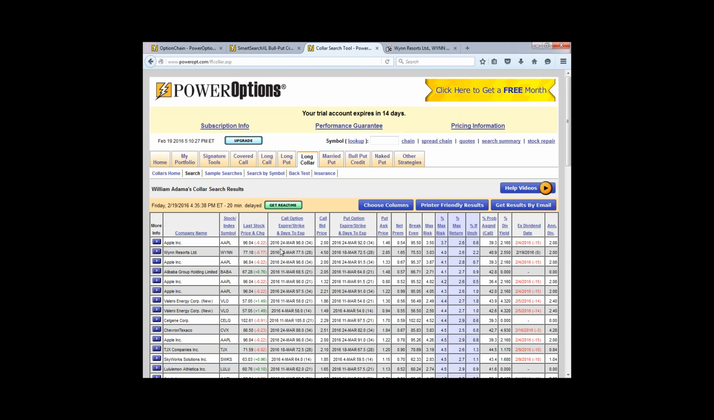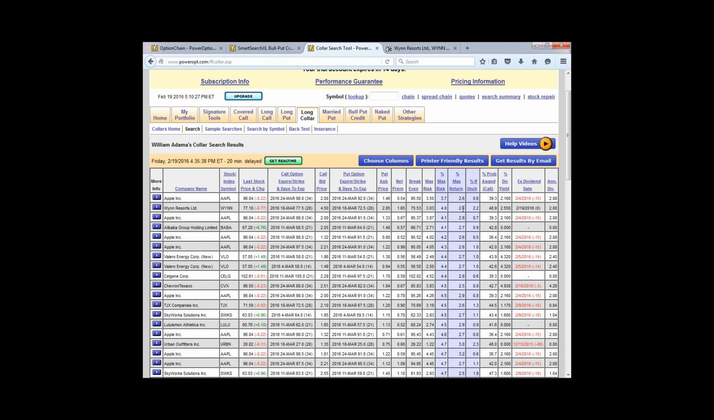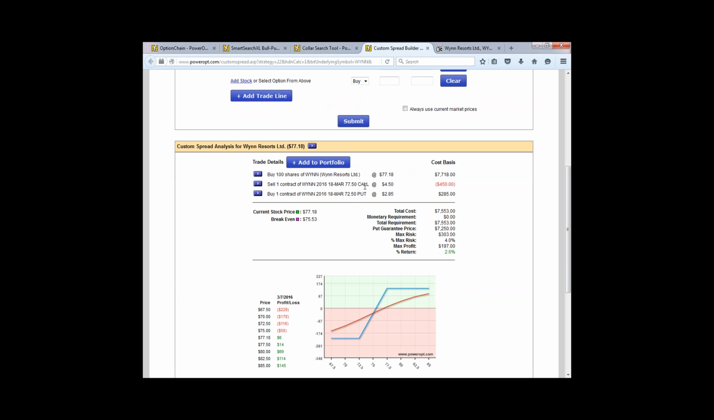Of course, Apple's still going to be there. And, okay, the Wynn Resorts one looks pretty good. Let's go ahead and do that. All right, so here we're going out to March. The stock's at 77.18. I'm selling the at the money 77.50 call for $450, and at the same time I'd buy a March 72.50 put for $285. Why would I give up more than half of the premium I'm receiving for the call to buy the put? Because it still gives me the opportunity that the stock moves up slightly over the next 40 days, or 30 days. I'm still making the 2.6% return, which is within my range.